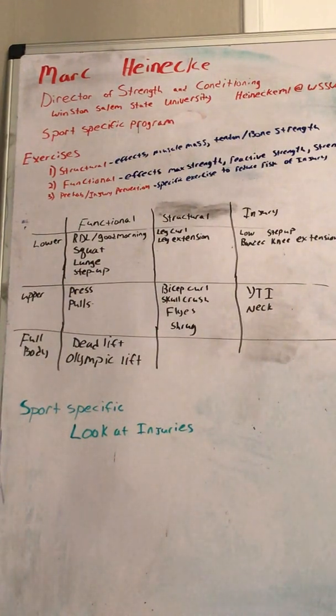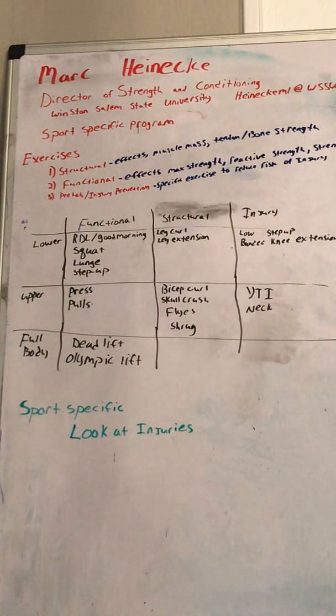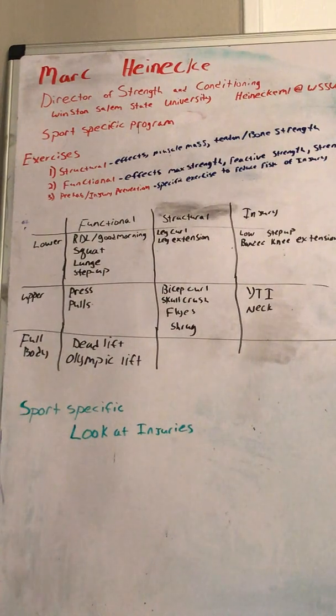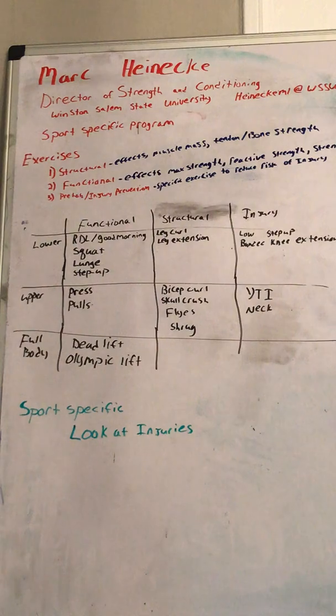Functional type exercises. These are ones that are going to affect max strength, reactive strength, strength speed. Think improving athletic ability. Prehab or injury prevention. These are specific exercises that are going to be done to try to minimize the risk of an injury. Those are my 3 types of exercises that I'm going to program into my design for my athletes.